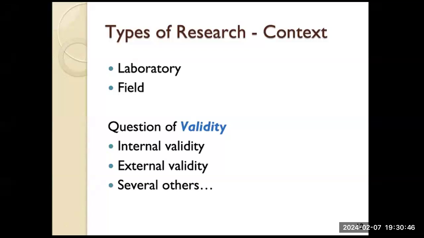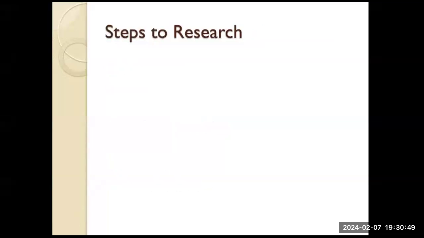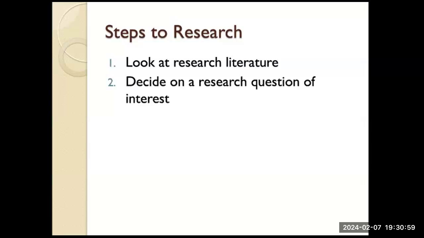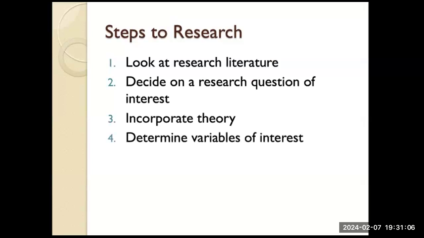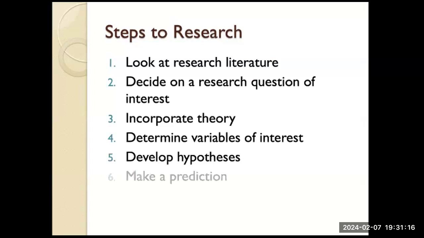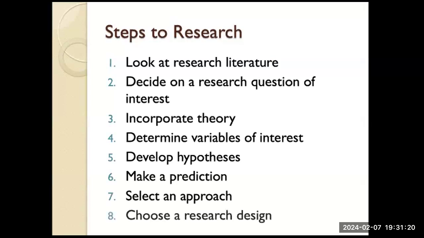All right, so steps to research, recapping. One, look at the research literature. So this is after you've come up with this topic that you're interested in. Look at the research literature, decide on a research question of interest, incorporate the theory, determine the variables of interest. Oftentimes you're going to look at the theory, and the theory will guide you to what variables you should be looking at. Develop your hypothesis, make a prediction, select an approach, choose a research design.